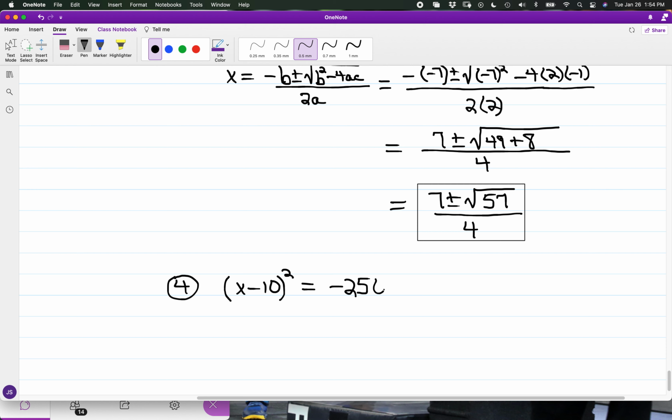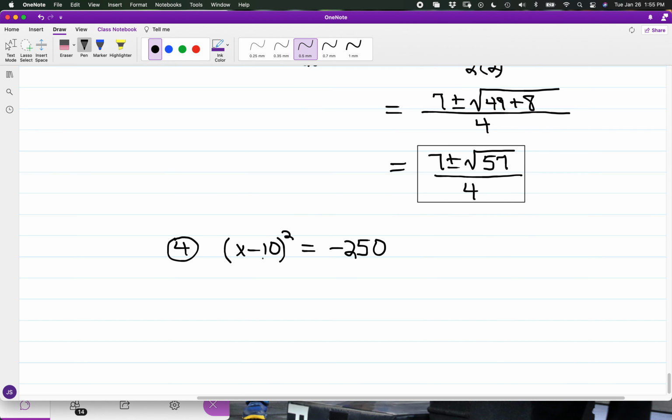All right. So we have the square of x minus 10 equal to negative 250. Here we have the x expression by itself on the left-hand side, and since the expression is squared, I can apply the square root property of equality. So going from (x minus 10) squared to just x minus 10, equal to plus or minus the square root of 250.